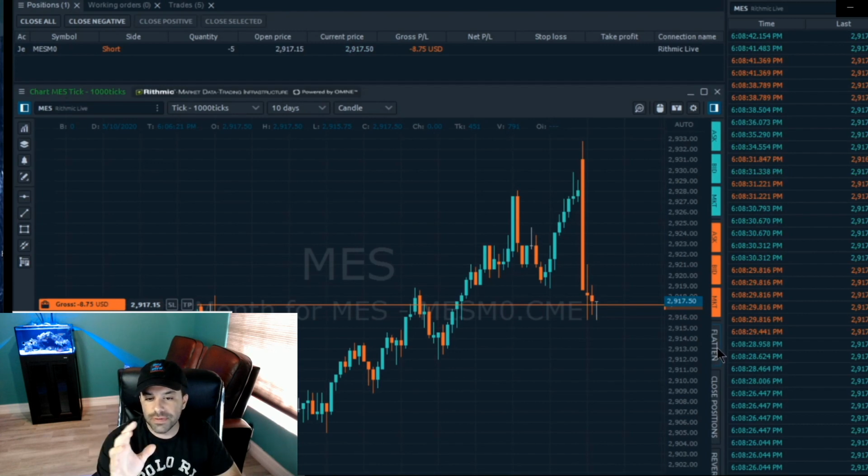Okay, so the difference is the micros, each point move up or down equals $5 per contract. On the regular ES, each point move up or down equals $50. So there is a huge difference between both contracts regarding the risk to reward potential factors on it. Okay, now I'll trade either one, just depending usually how much risk I have potentially on the setup itself.